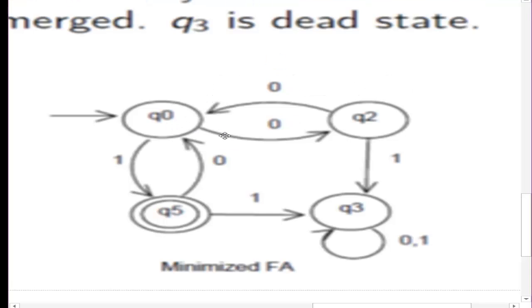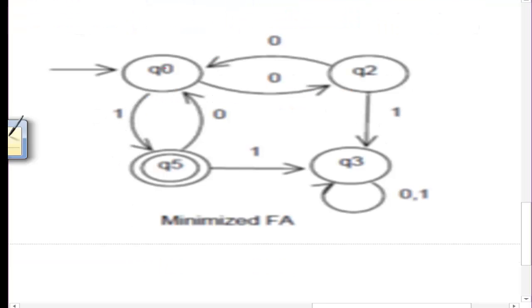So we have here minimized this DFA. If you could see, this is q0 and q4 combined, this is q5 and q1 combined. So these two are combined, these two are combined. So this is how we minimize, okay.